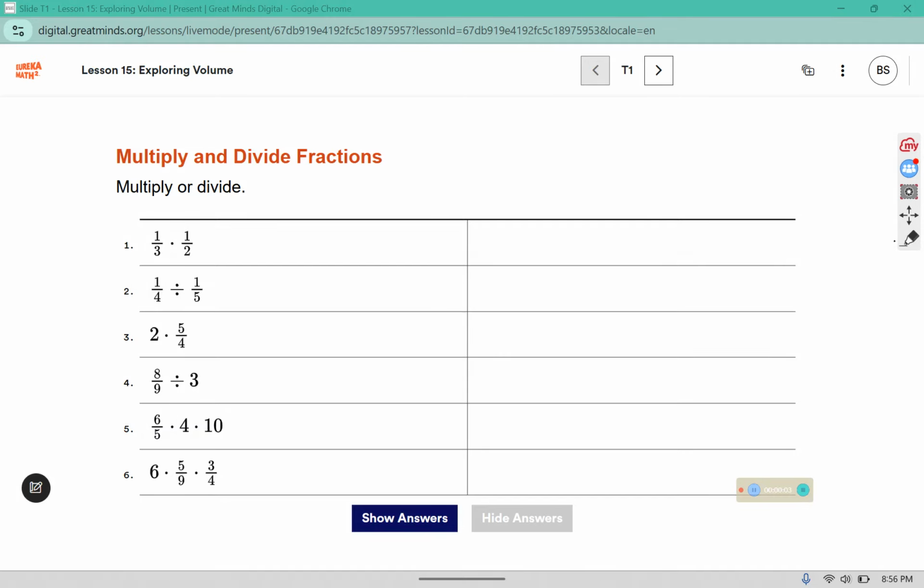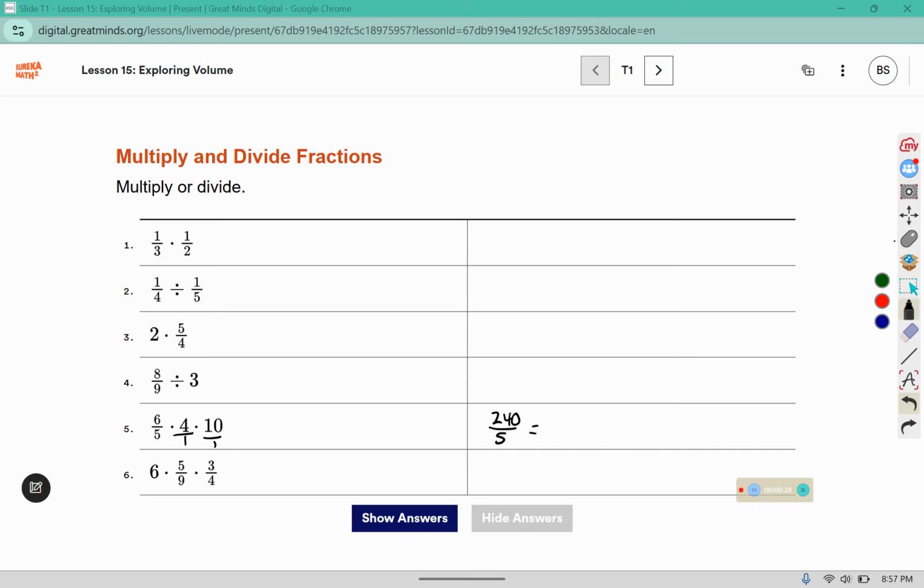Multiply or divide. Recall that when you have a whole number, there's an invisible 1 underneath. For multiplication, you're going to multiply all the tops together and all the bottoms together. 6 times 4 is 24. 24 times 10 is 240. 5 times 1 is 5.